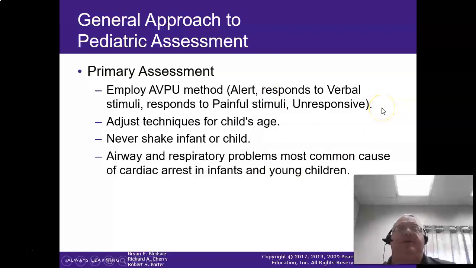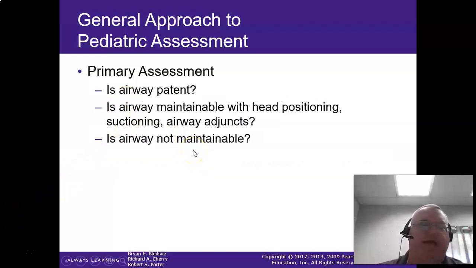Employ the AVPU method. Don't sit there and try to do the Glasgow Coma score. Yes, is there a pediatric Glasgow Coma score? Yes. Is it different for infant, child, and adult? Yes, it is. And, by the way, AVPU works really good. Okay? Stick with AVPU. Never shake an infant or a child. That's kind of a no-brainer, but yeah, we don't shake these guys. Even relieving an airway obstruction, no, we don't shake them. There's a deliberate movement that we do to do that.